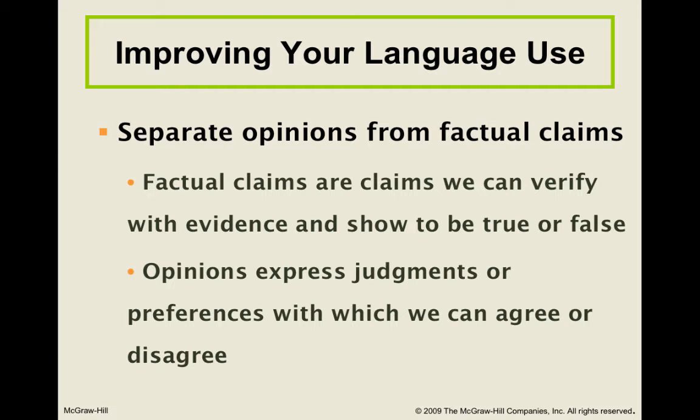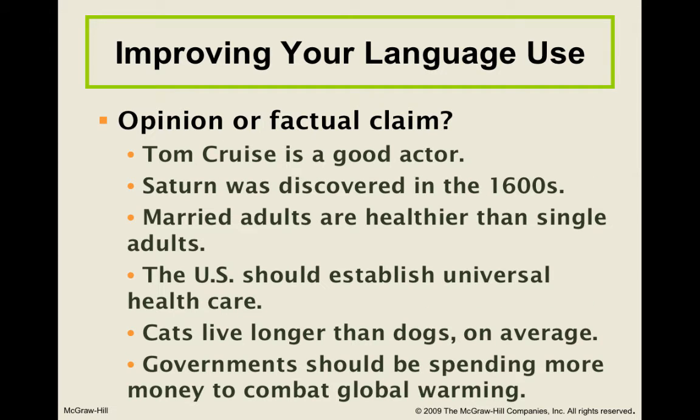So factual claims are claims that we can verify with evidence and show to be true or false. And that evidence needs to be, again, verifiable, current, good, solid evidence that doesn't come with any bias. Opinion, on the other hand, is personal judgments or preferences that you can agree or disagree with, but cannot be proven to be either true or false in the absolute sense. Understanding the differences between those two things is really important, and opinions are great, but don't state them as if they were the truth. All right, so let's look at these.